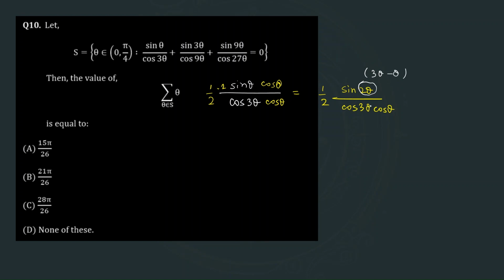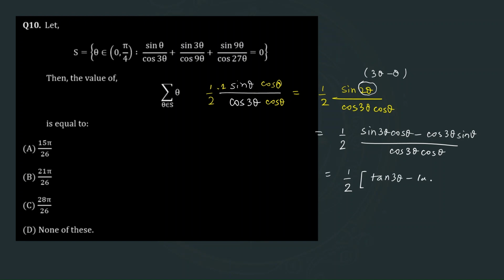And then we apply the relations for compound angle. So it will become half times, sine of a minus b will become sine a cos b minus cos a sine b. So sine 3 theta cos theta minus cos of 3 theta sine theta divided by cos of 3 theta cos theta. So this will be simplified to half times tan 3 theta minus tan theta.